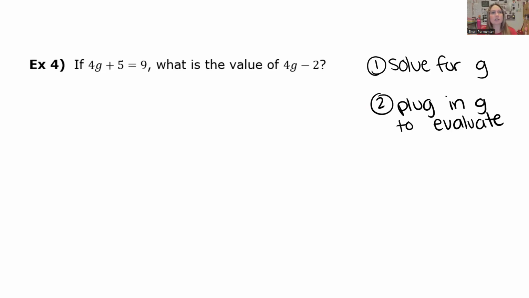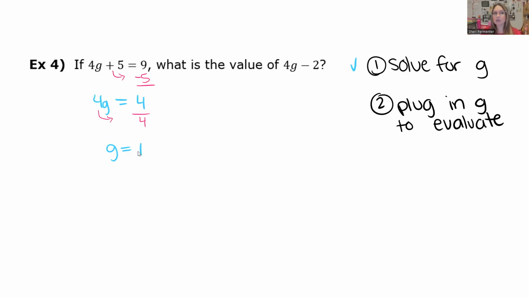So our first step, what's going to be our first step to solve for g? Minus 5. Very good. We got to subtract 5, rewrite everything. 4g is equal to 9 minus 5, which is 4. What's my next step to get g by itself? Divide by 4. What's 4 divided by 4? Very good. G is equal to 1. So I just solved for g.